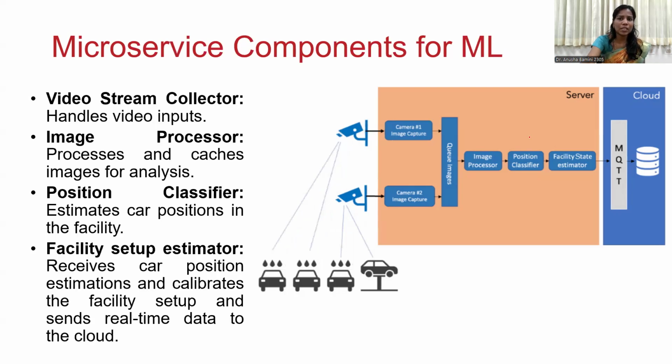So in microservice, the components we are using are: video stream collector to collect the video input, then image processor, which converts the video into a number of images, then position classifier, which estimates the position of the car head and tail, then facility state estimator, which receives the car position estimation, calibrates the facility state, and sends real-time data to the cloud. The major thing is we have to deploy a model into the cloud. That's why we are using this API and microservice.